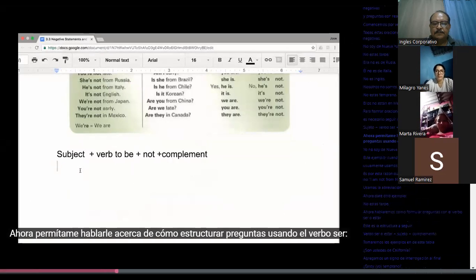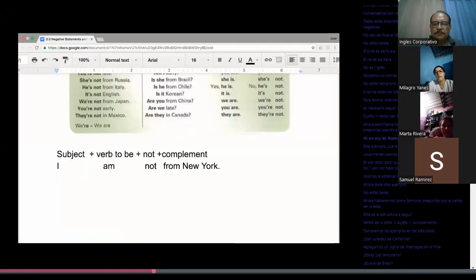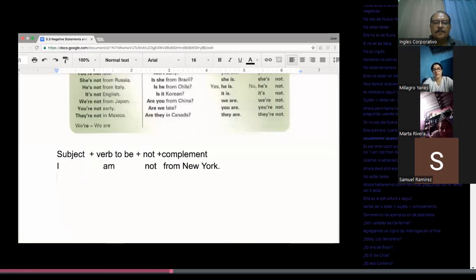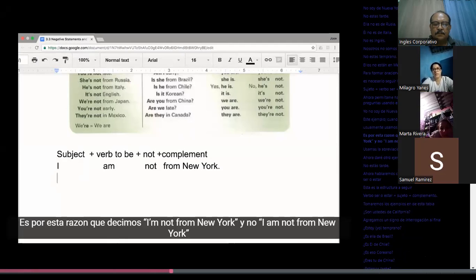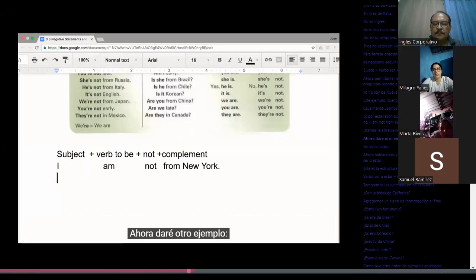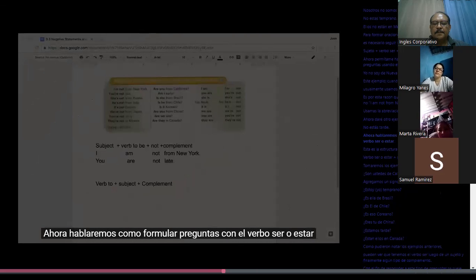So let's try to make sense of this. I am not from New York. The example above, when spoken, we will typically use contractions. So that's why we say I'm not from New York rather than I am not from New York. We make the contraction. Let me give another example. You are not late.